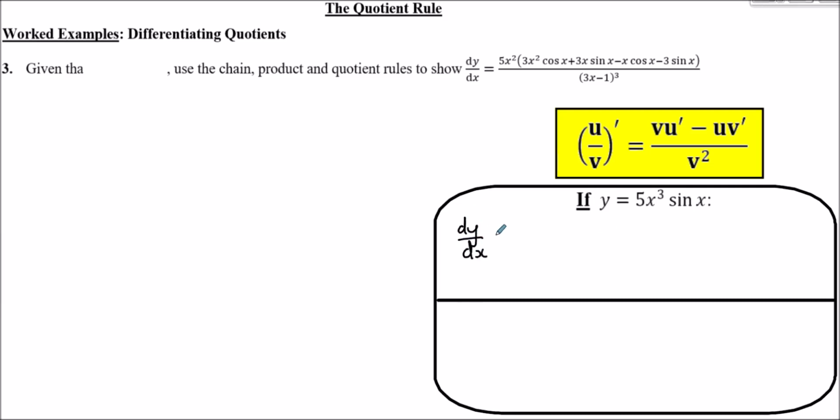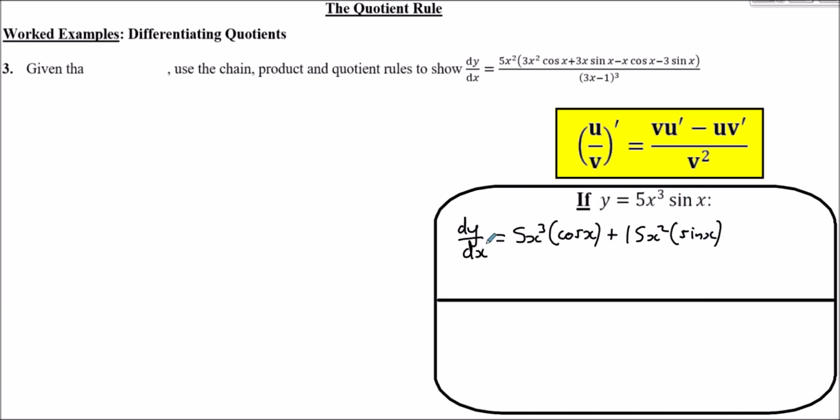So dy by dx would be 5x cubed multiplied by the derivative of the second thing, which is cos x, plus the derivative of 5x cubed. So bring the power to the front: 3 times 5 is 15, and then we're going to have x squared instead of the x cubed. So this goes as 15x squared. Leave the sin x as it is.